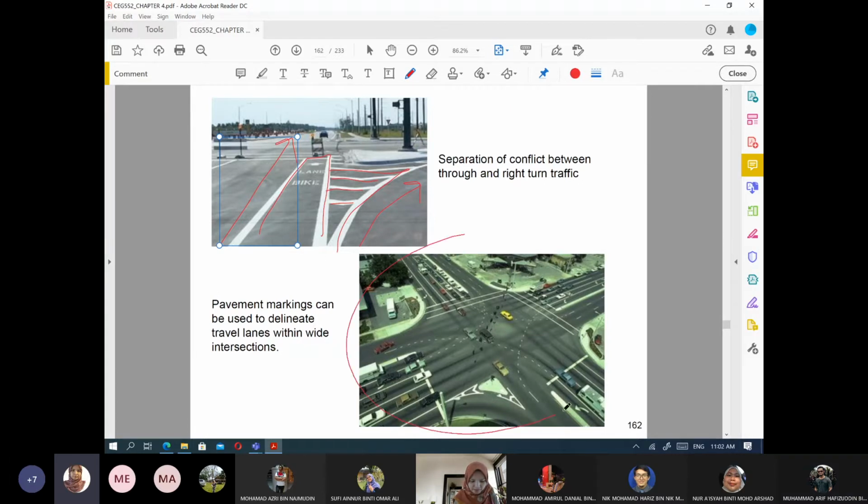See? Very big, very huge one lah. Tengok dia punya tu, berapa lane yang ada ni, sebesar-besar area konflik dia. Kan? Ada 1, 2, 3, 4 lane. 4 lepas sebelah sana ada 2 lagi, 6 lane. Can see? They don't even use traffic light at all.